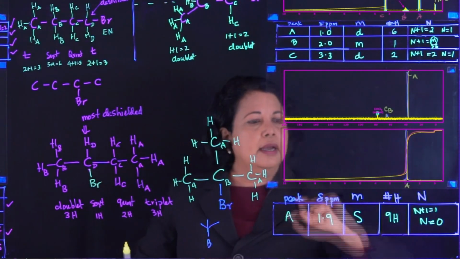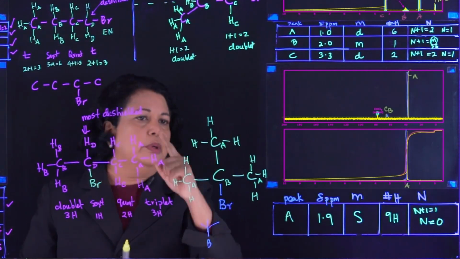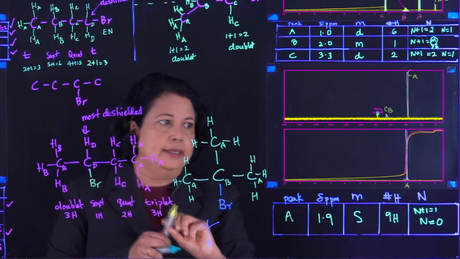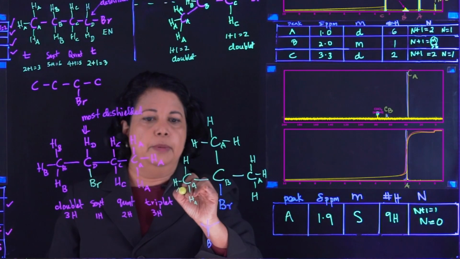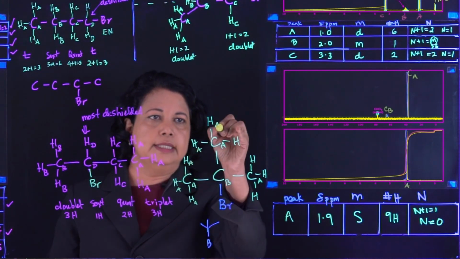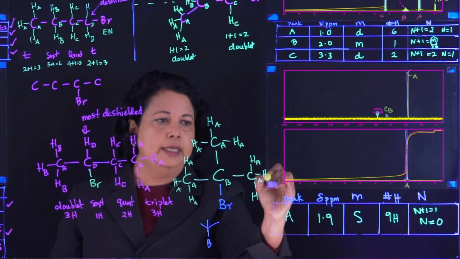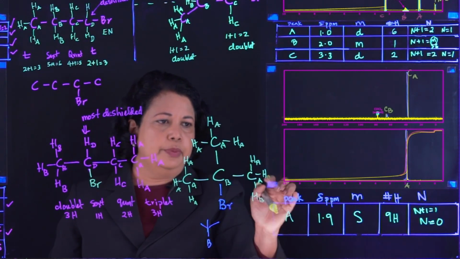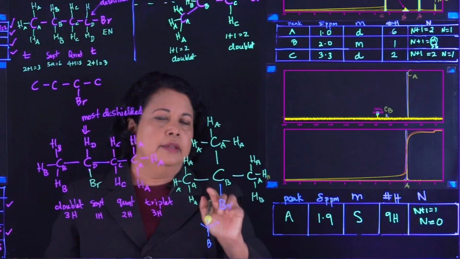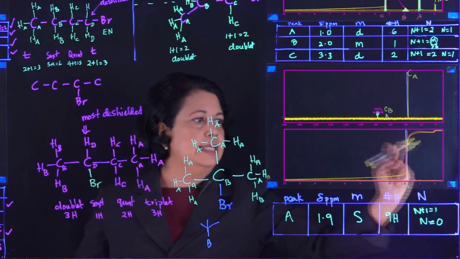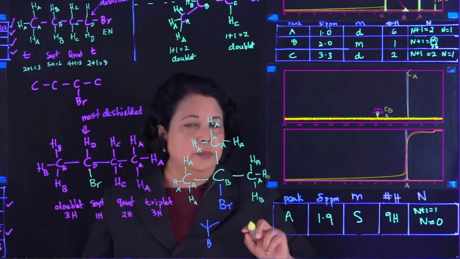This one, all 9 in the same environment, when you rotate this, they're going to be identical. The machine won't be able to tell them apart. They are all exactly in the same environment. They are all equidistant from that bromine. Therefore, they have the exact same delta value, around 1.9.